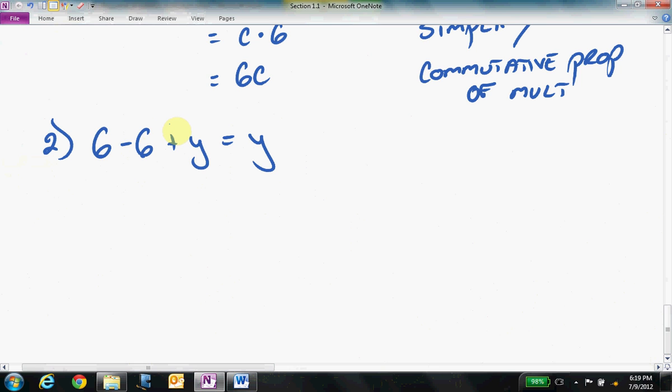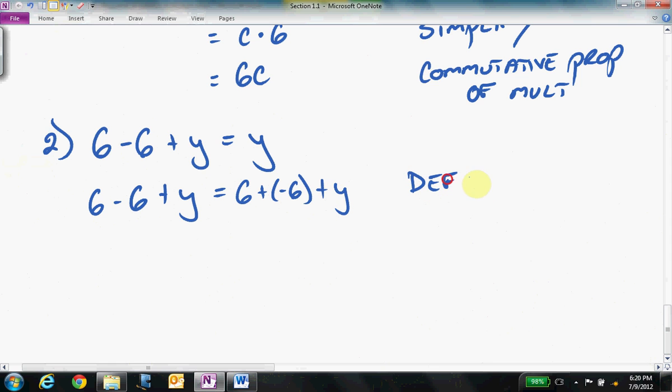So first of all, since we have subtraction and addition, we need to make sure we have all addition. So we're going to apply our definition of subtraction this time. So I'm going to rewrite the left side, and I am going to apply my property on the right side. So 6 minus 6 can be rewritten as 6 plus negative 6 plus y. And this is our definition of subtraction.